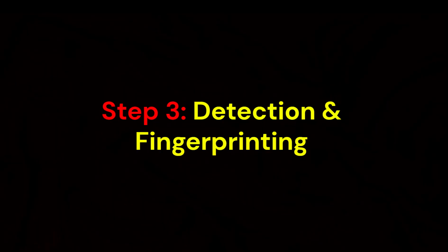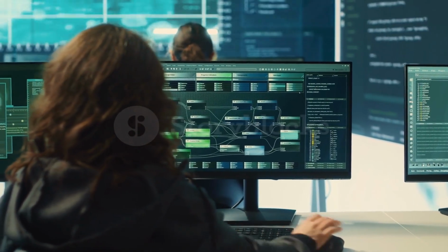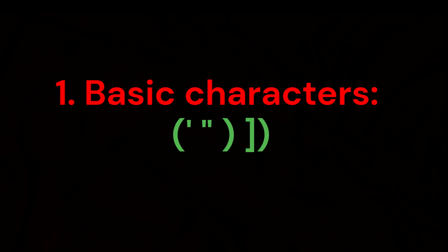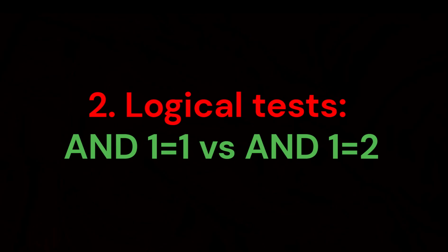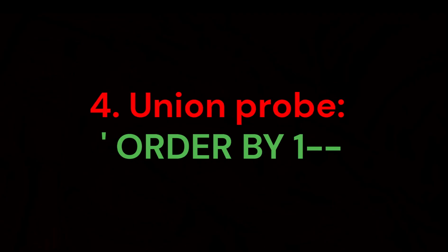Step 3, Detection and Fingerprinting. Now we check if SQL injection exists, without damaging anything. 1. Basic characters. Check if the website shows errors. 2. Logical tests: AND 1=1 versus AND 1=2. See if page behavior changes, true or false. 3. Time tests: OR SLEEP(5). If the page loads late, it may be vulnerable. 4. Union probe: ORDER BY 1. Used only to understand how the query is built.